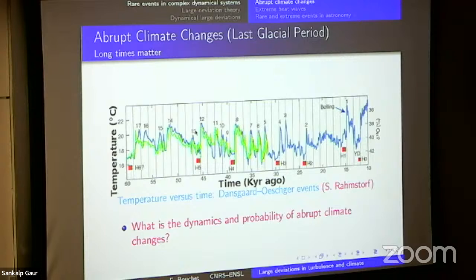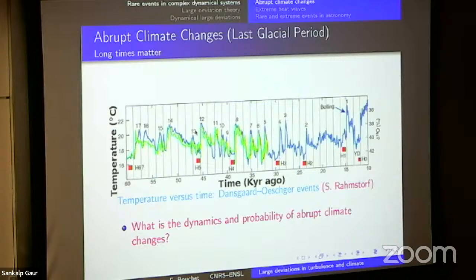And here you see the proxies for the temperature. The blue curve is related to measurements in Greenland of oxygen isotopes, from which you are able to describe something like the temperature in the northern Atlantic part of the Earth. And the green one comes from sediments that are found in the ocean, which are also proxies for temperature, so you can derive back some temperature. Here you have the temperature scale, and here you have time.